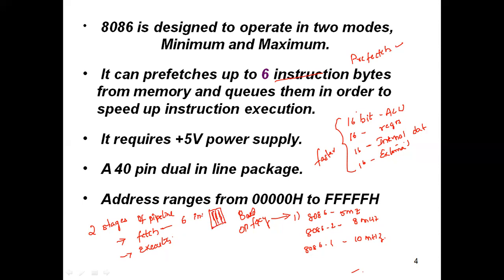So this is the fetch stage. And when it comes to the execute stage, it executes instructions one by one, one instruction after another. It consists of 29,000 transistors and 256 vectored interrupts. We have already seen what vectored and non-vectored interrupts are, right? So that is how the features of the 8086 are described.